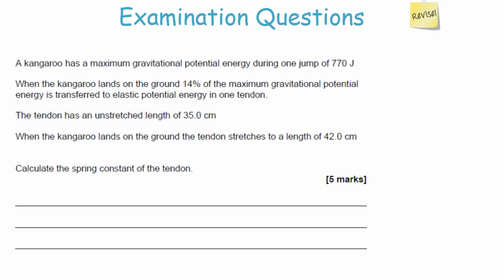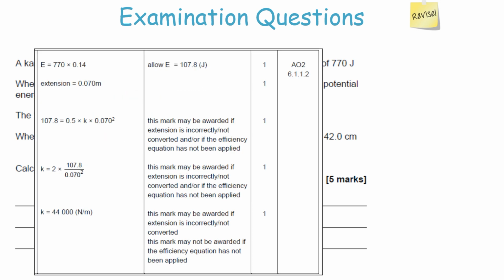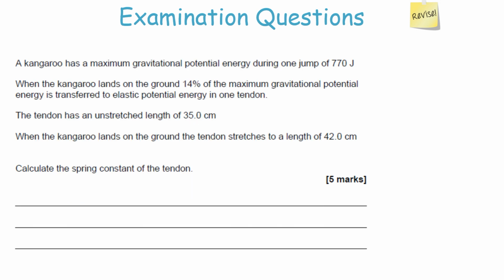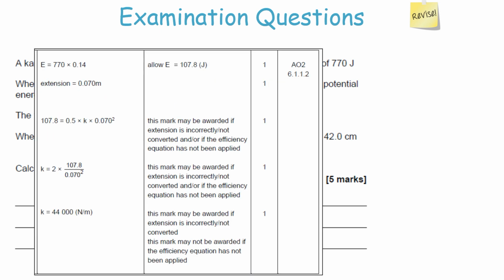So it's 7 centimeters. But we don't work in centimeters in physics, we work in meters. So we convert our 7 centimeters to 0.070 meters. We can then pop our numbers in, 107.8 for the energy and 0.070 for the extension. So we say 107.8 equals a half times k times 0.070 squared. We then rearrange it as shown on the screen to make k the subject. So we get our answer to be 44,000 newtons per meter. So that is working out the spring constant of our tendon.